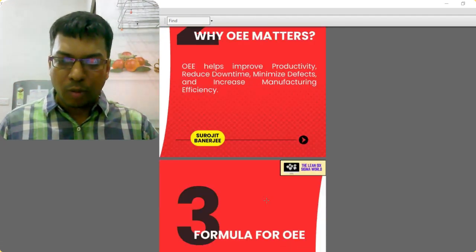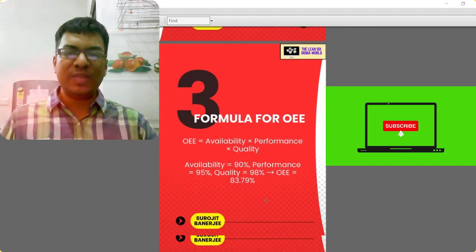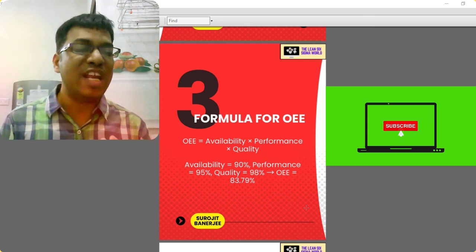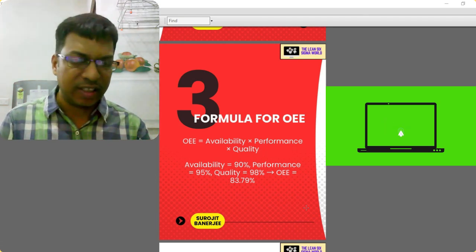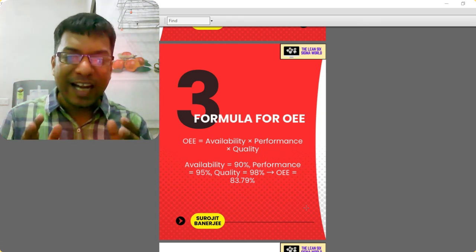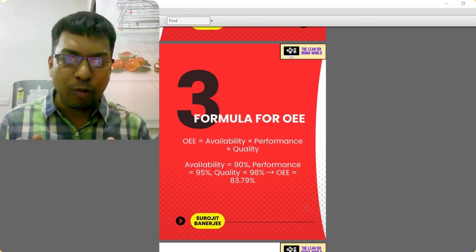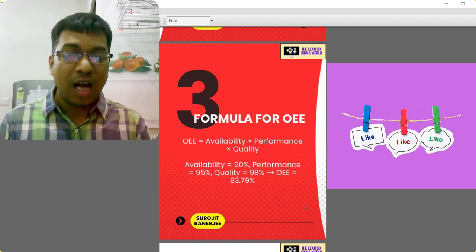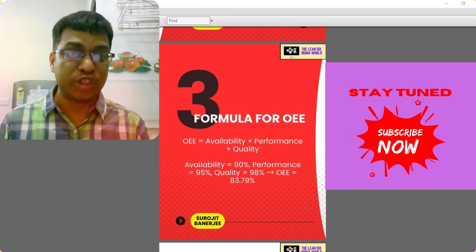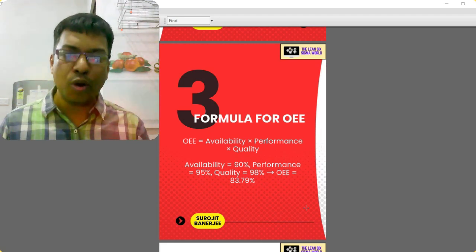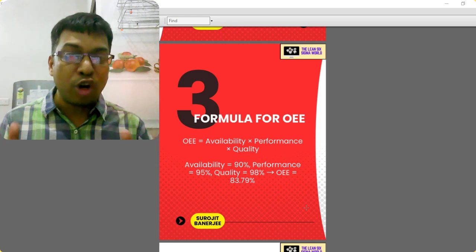Now, we need to understand the formula for OEE. The formula for OEE is basically the multiplication of three things, that is availability, performance efficiency, and quality efficiency. So if the availability is suppose 90%, performance efficiency is 95%, and quality efficiency is 98%, the OEE is basically 83.79%. That is how OEE is calculated. But what are the basic fundamentals behind availability, how it is calculated, what is the definition of performance efficiency, performance loss time, quality loss time, how is it calculated? All these things we're going to explain in today's video. This video will be a one-stop solution for you to learn and master the fundamentals of OEE so that you can do it by yourself for your own department.